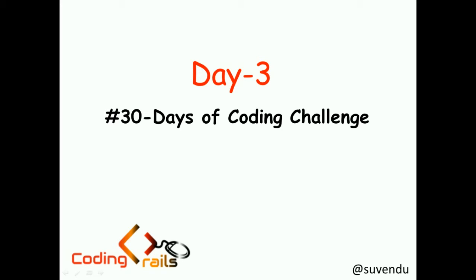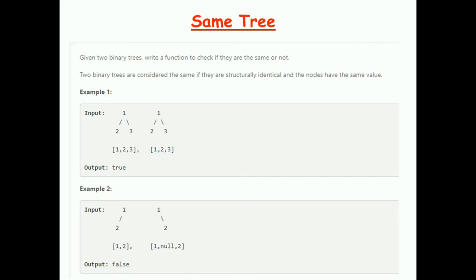Okay, so it's our day 3 and the problem I'm going to take for this session is from LeetCode. You can find the problem link right in the description box below. The name of the problem is Same Tree. As the name shows, the problem is based upon trees. Let's understand what the problem is. Given two binary trees, write a function to check if they are the same or not. Two binary trees are considered the same if they are structurally identical and nodes have the same value.